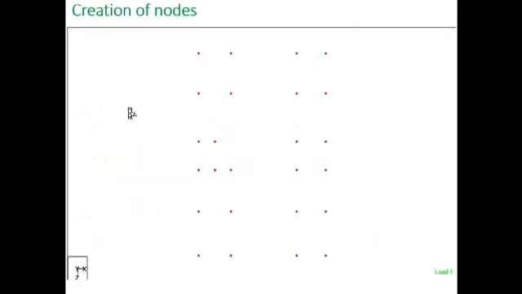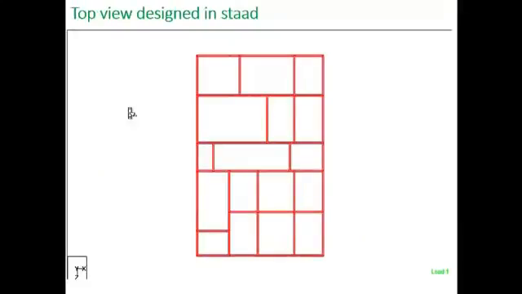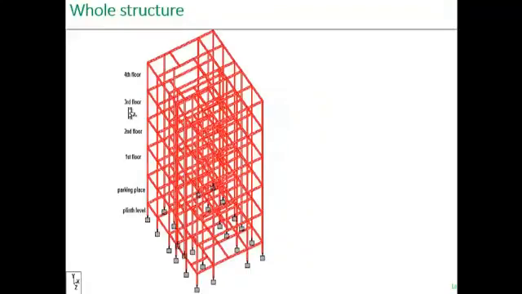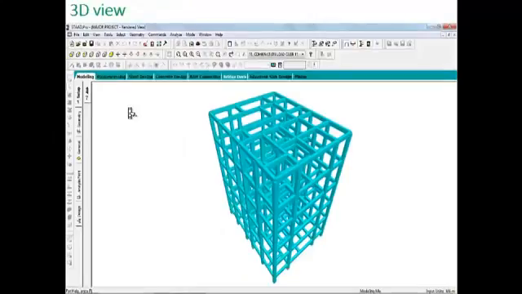This is the figure showing how to create the nodes in the Staad. This is the top view design in the Staad. This is the picture of the whole structure after the generation of the model using the Staad, which comprises a G plus 4 building. This is a 3D view of the structure created in the Staad.